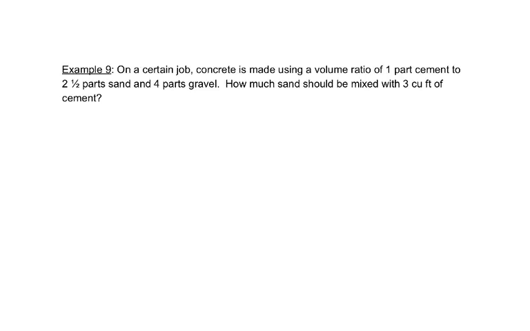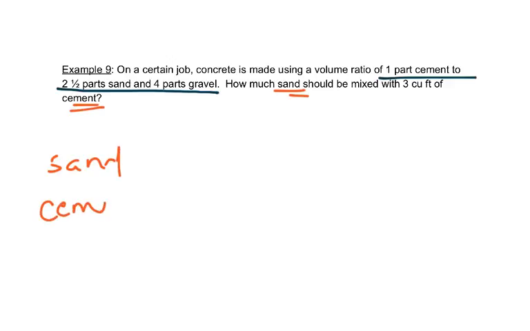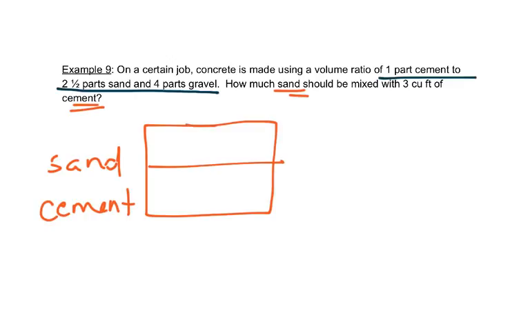On a certain job, concrete is made using a volume ratio of 1 part cement to 2.5 parts sand to 4 parts gravel. So that actually is telling us about 3 different ingredients instead of 2. So let's look at what we want to know. How much sand should be mixed with 3 cubic feet of cement? So it's asking about sand and it's telling us about cement, so we want to use those 2 bits of information. So let's write that down over here, sand and cement. Make our box.